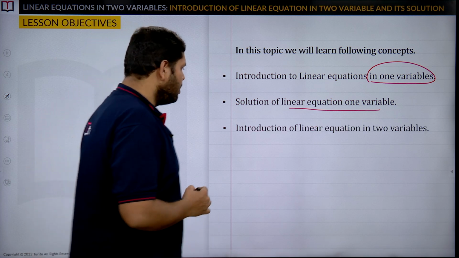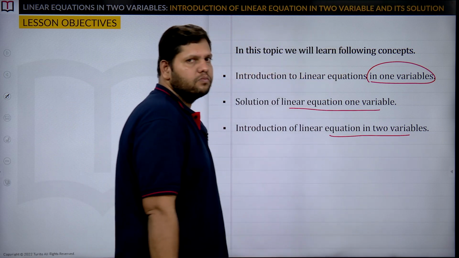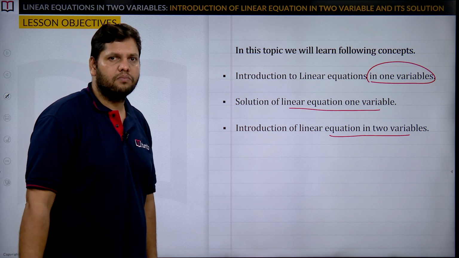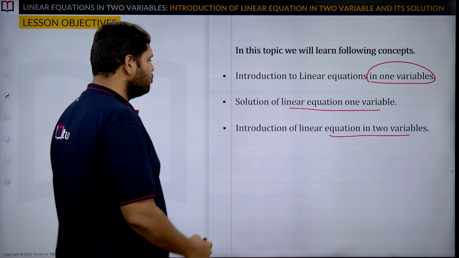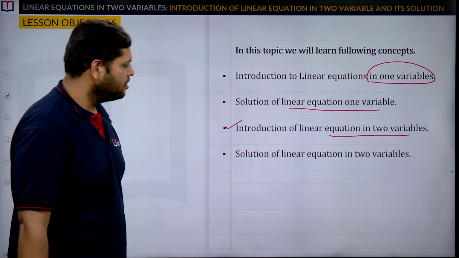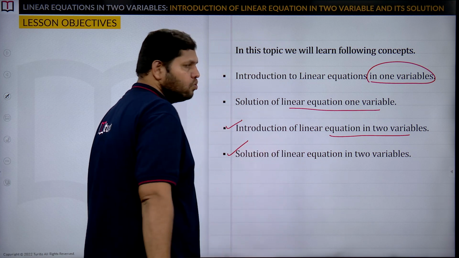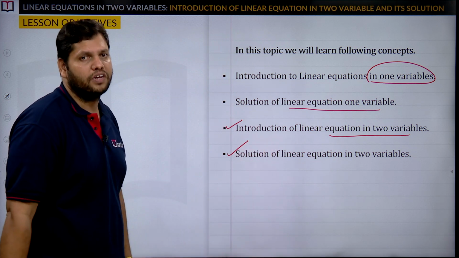Next one children, introduction of what? A linear equation in two variables. So once the linear equation in one variable is done, we'll go for a linear equation in two variables, okay? That is the third point. Next point is what children? Solution of linear equation in two variables. So how are we going to find the solutions of a linear equation in two variables?